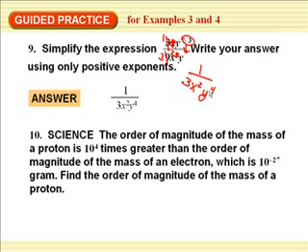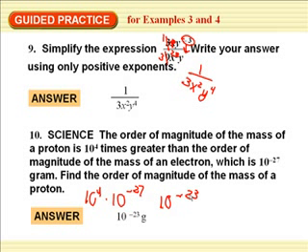The order of magnitude of the mass of a proton is 10 to the 4th times greater than the order of magnitude of the mass of an electron, which is 10 to the negative 27th gram. Find the order of magnitude of the mass of a proton. 10 to the 4th times greater. So 10 to the 4th times 10 to the negative 27. Add the exponents, 10 to the negative 23. And g for grams.